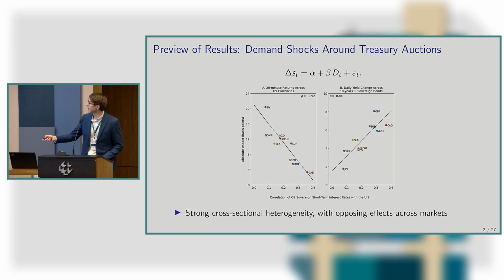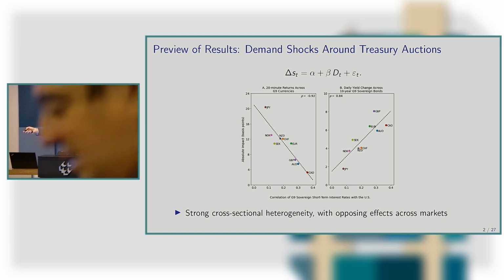On the left-hand side, I have my price impact coefficients in FX. On the right-hand side, I have my price impact regressions in bond markets. On the y-axis, I plot my beta coefficients for each and every currency or for each and every bond. And on the x-axis, I plot the short-term correlation between the foreign country and the US. I'm going to argue later on that this is a crucial component, and it's going to determine to what extent the demand shock is experienced in FX markets versus bond markets.